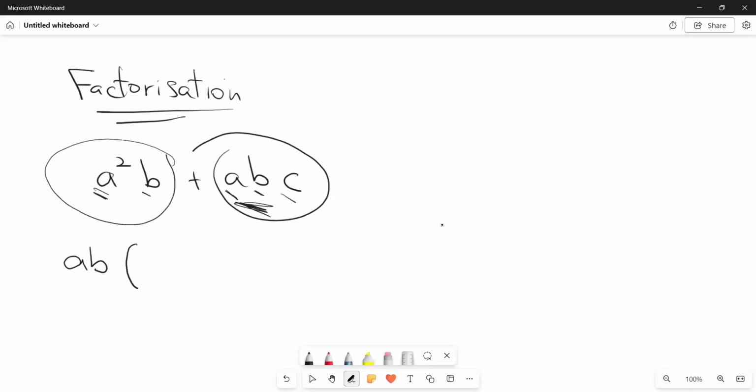So A square B divided by AB. Well, sometimes it's hard for you to do that, so you can write it to one side. A square B divided by AB will be, the B's are going to cancel, and of the A square you're left with A. So you put A inside here. Plus ABC divided by AB will give you just C.